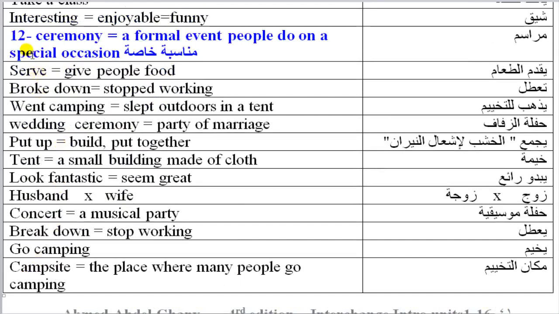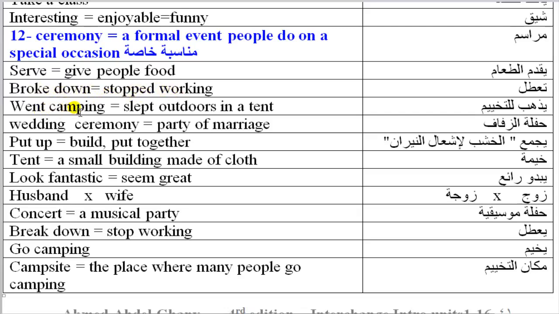Words of exercise number 12. Ceremony, a formal event people do on a special occasion. Serve, give people food. Broke down, break, present, the past, broke. Broke down, stopped working.